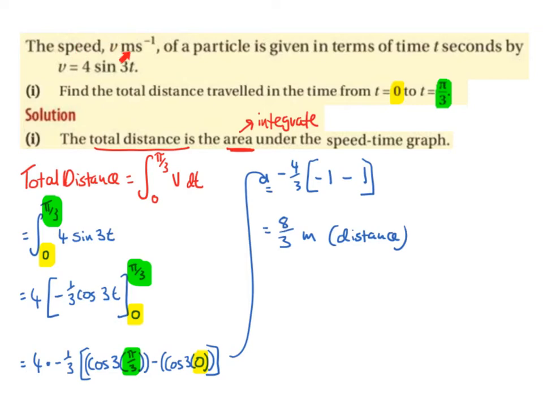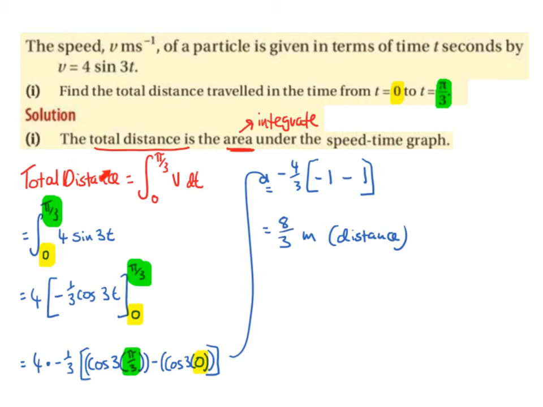The speed v meters per second of a particle is given in terms of time t seconds by v equals 4 sine 3t. Part 1. Find the total distance travelled in the time from t equals 0 to t equals pi over 3. So the total distance is the area under the speed time graph. So if we were to draw this out on a graph, then the total distance would be the area underneath it. And when we want to get the area underneath the graph, we want to integrate.